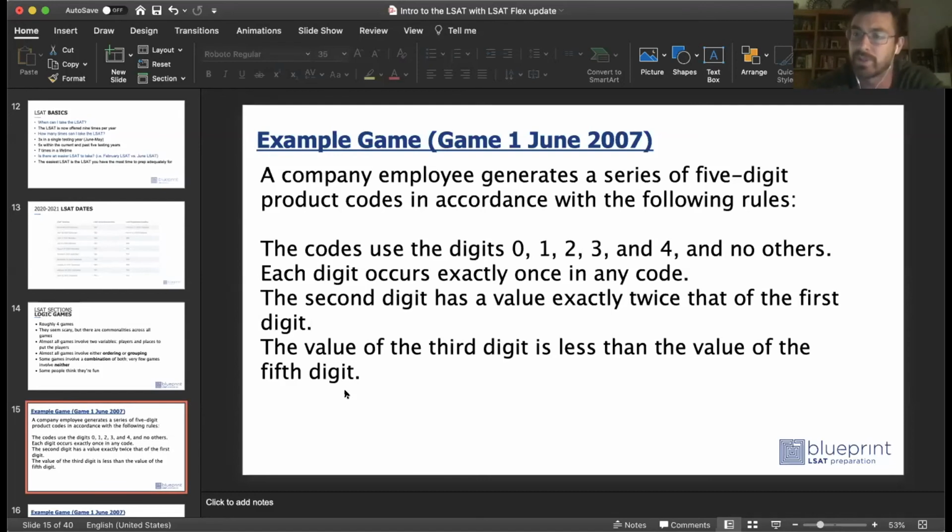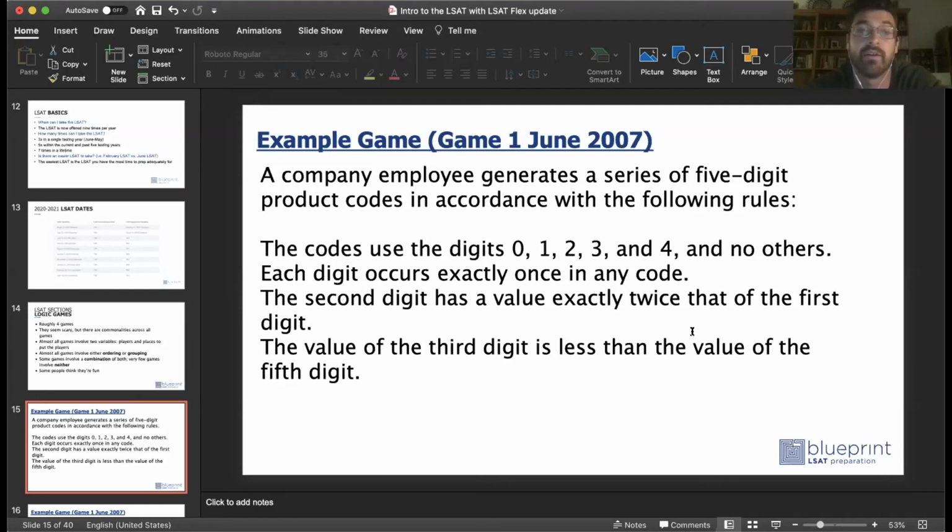A typical game looks a little bit like this. We won't go all the way through it, but just to give you an idea. A company employee generates a series of 5-digit product codes in accordance with the following rules. The codes use the digits 0, 1, 2, 3, and 4, and no other digits. Those are our players in the game. Each digit occurs exactly once in any code. You won't see 1, 1, or 2, 2, or 3, 3. They occur only once. The second digit has a value exactly twice that of the first digit.